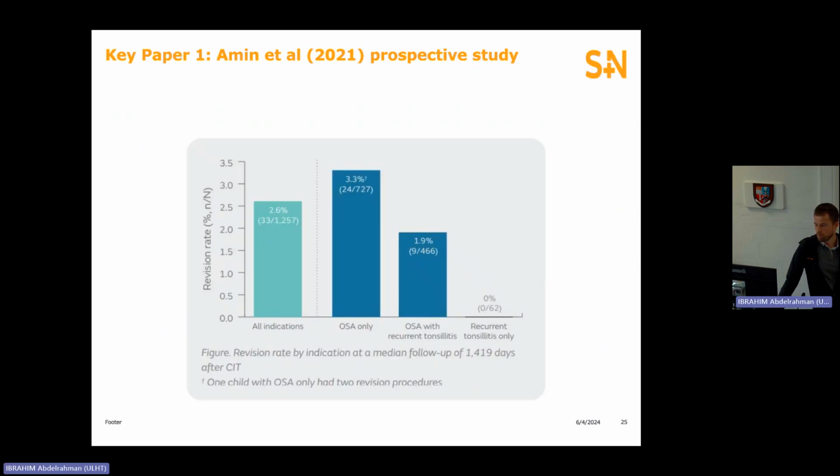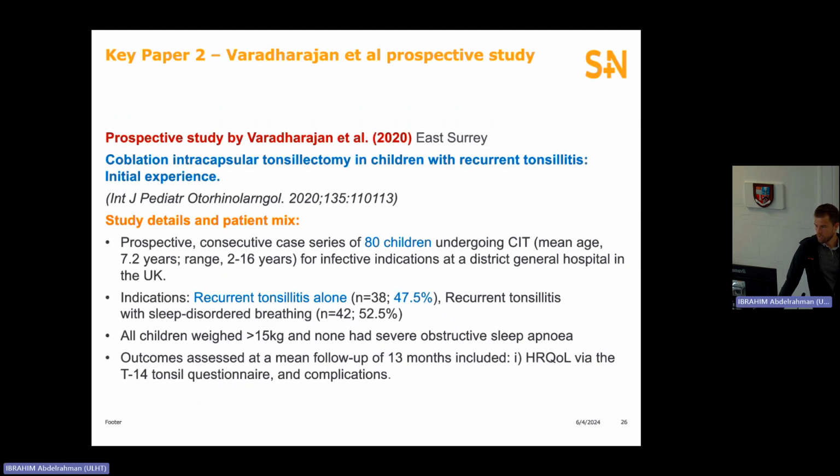So breaking it up even further, you can see in OSA only, it was 3.3%. OSA with the recurrent tonsillitis group, 1.9%. None with the recurrent tonsillitis.